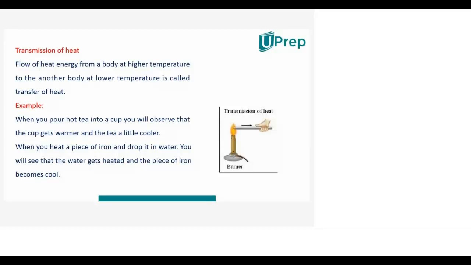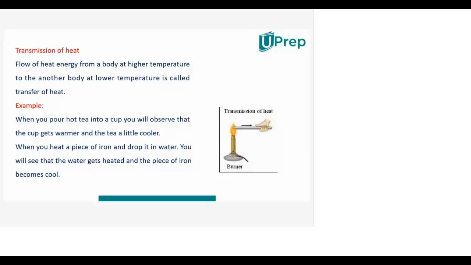Priscilla, you are listening? Yes, sir, I'm listening. That metal rod I kept in that flame. One end of the metal rod is kept in the flame, and the other end we are holding, as shown in the figure. Now, after some time, what do you observe?